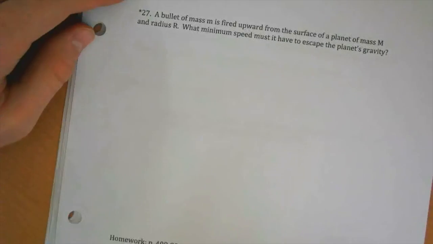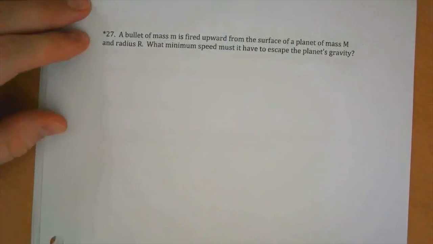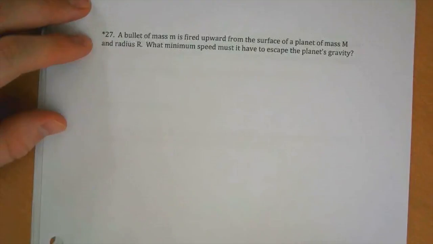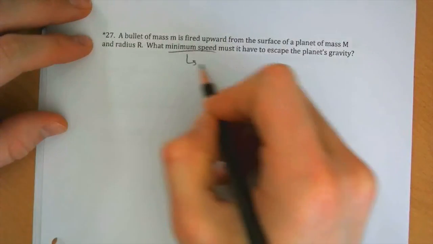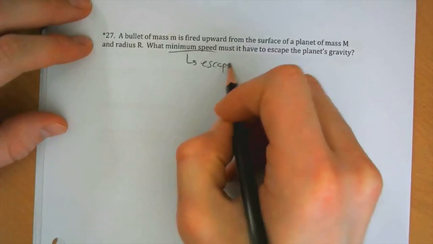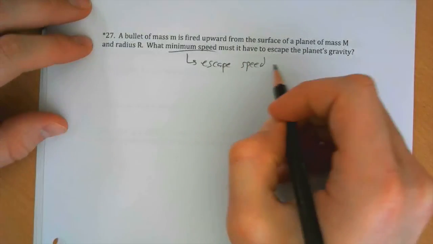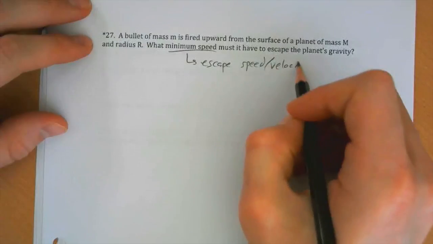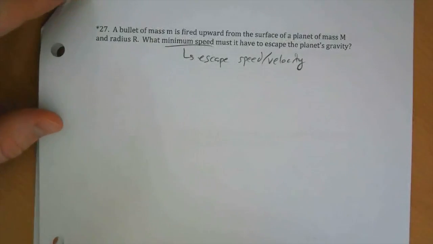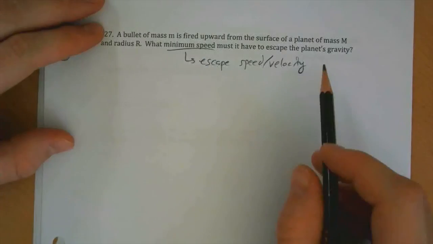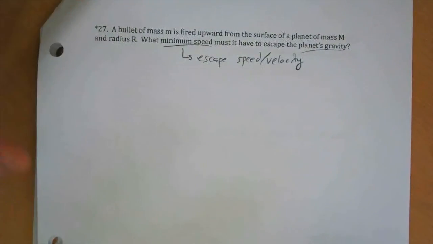A bullet of mass m is fired upward from the surface of a planet of mass M and radius r. What minimum speed must it have to escape the planet's gravity? This is known as escape speed or escape velocity, and that's something that comes up from time to time. To escape the planet's gravity means that it can keep going forever, basically.